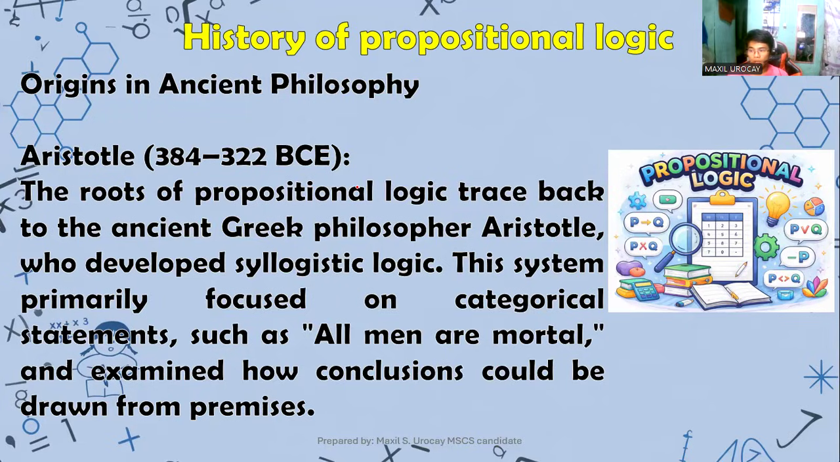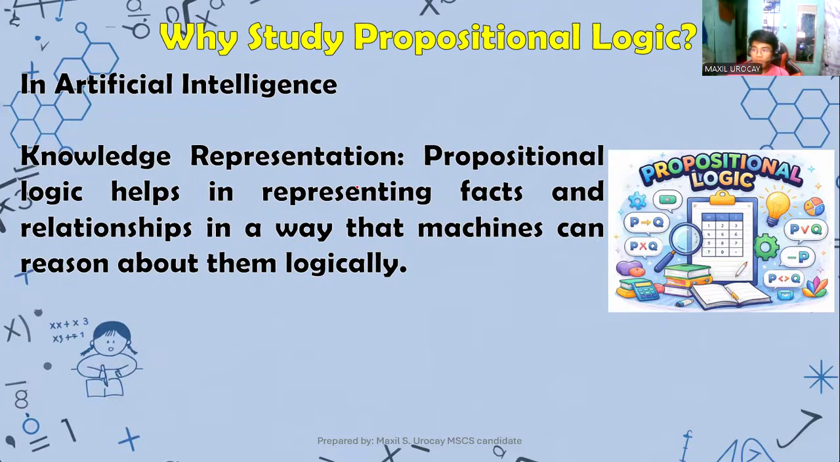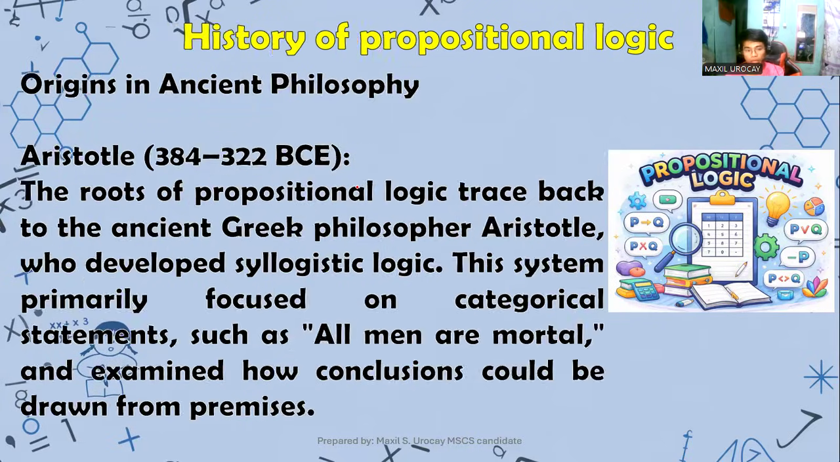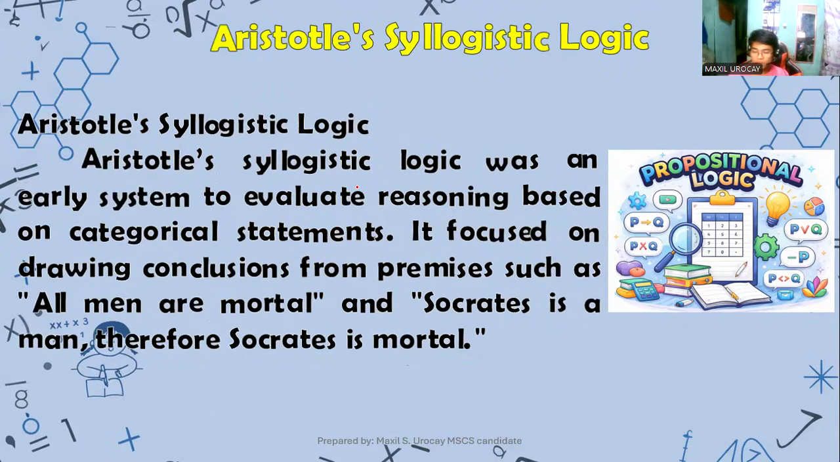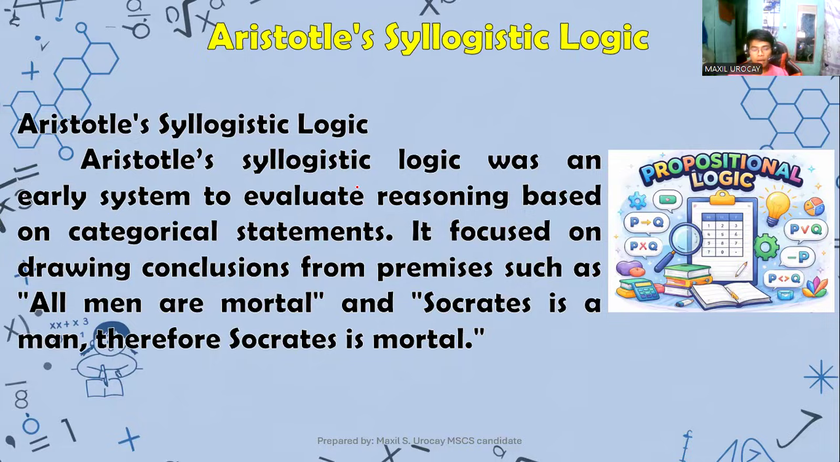In syllogistic logic, we have the premises, and then you will begin to work on what your conclusions will be based on those pieces. And then, for example, the Aristotle syllogistic logic was an early system to evaluate reasoning based on categorical statements, focusing on drawing conclusions from premises such as all men are mortal and Socrates is a man.